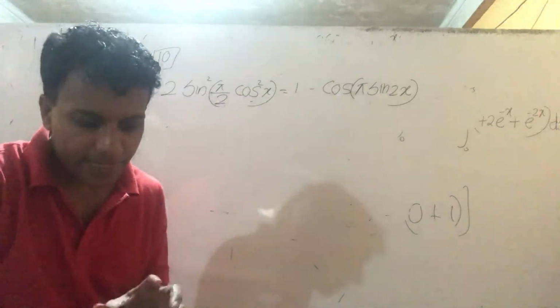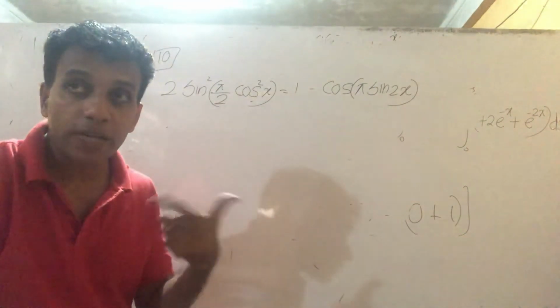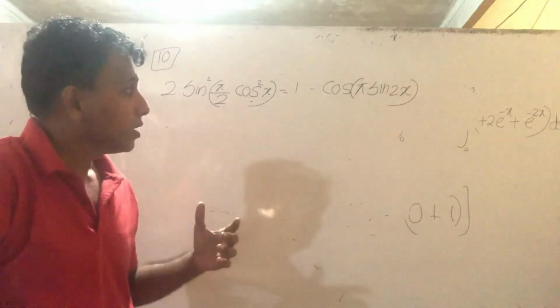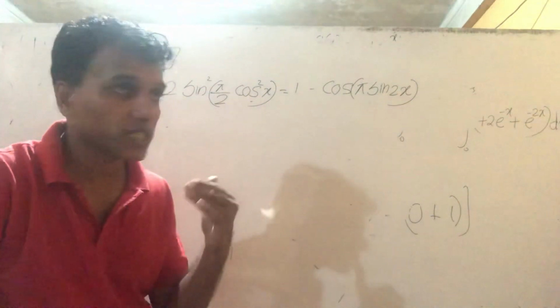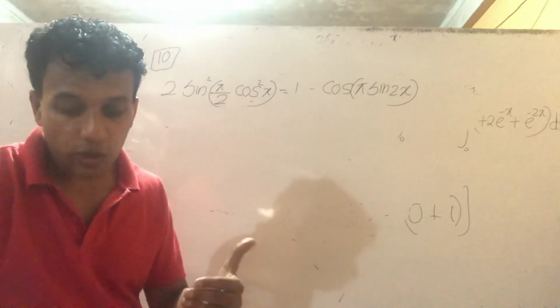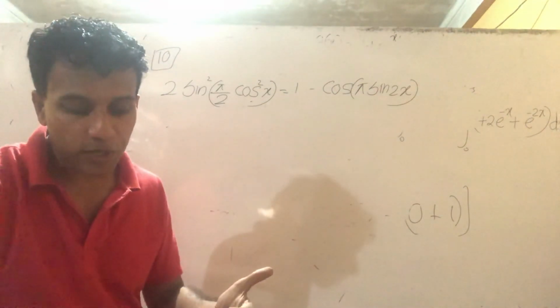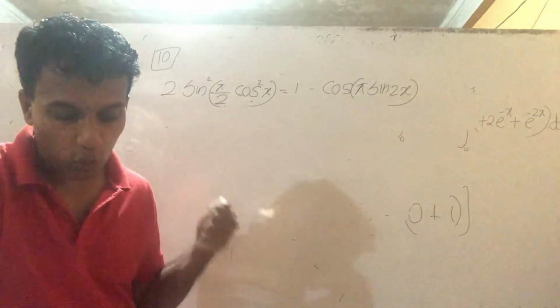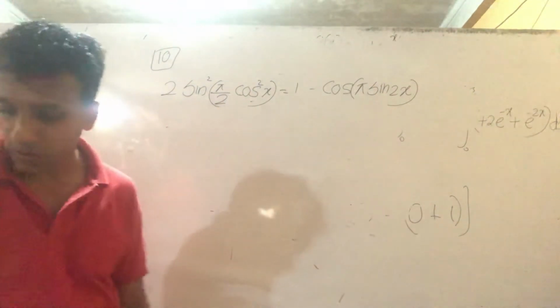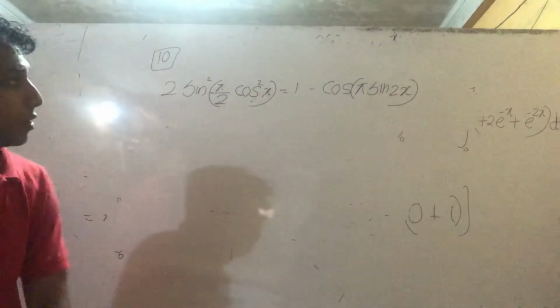Also they said x is not an odd multiple of π/2. That means x is not 3π/2, not 5π/2, not 7π/2, not equal to odd multiples of π/2 only. This equation is valid for that. That's the meaning. Okay? Right. So what's the idea?